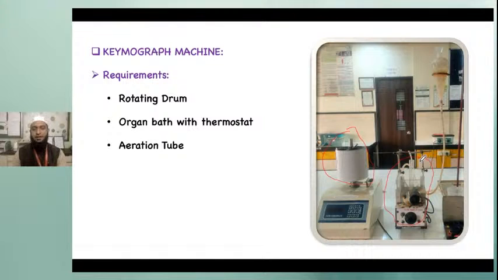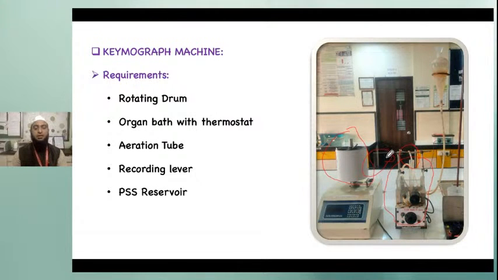Third one is the aeration tube. I will show you separately how the aeration tube looks, because now it is immersed in this organ bath or the tissue bath. Next one is the recording lever. Now you can see this horizontal portion over here. This portion is called the recording lever. And the fourth part is the PSS reservoir.